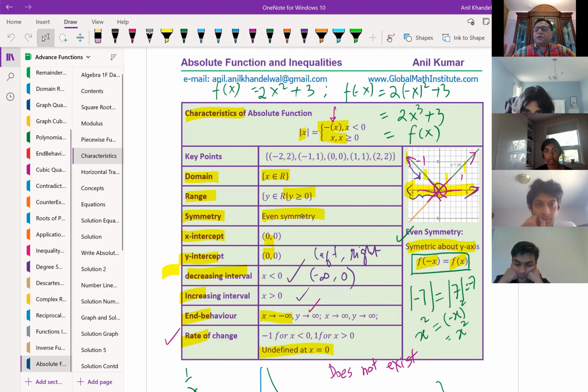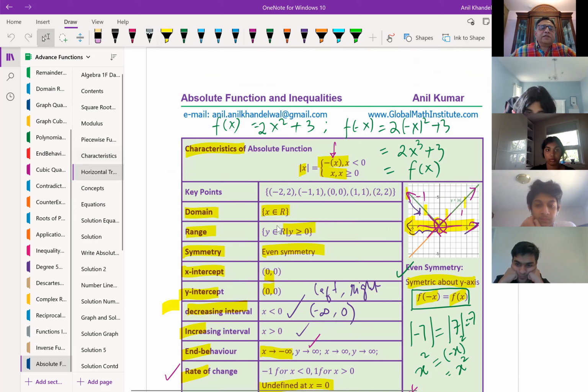Is this concept clear till now? Vishruta, any difficulty? No, I understand. Perfect.